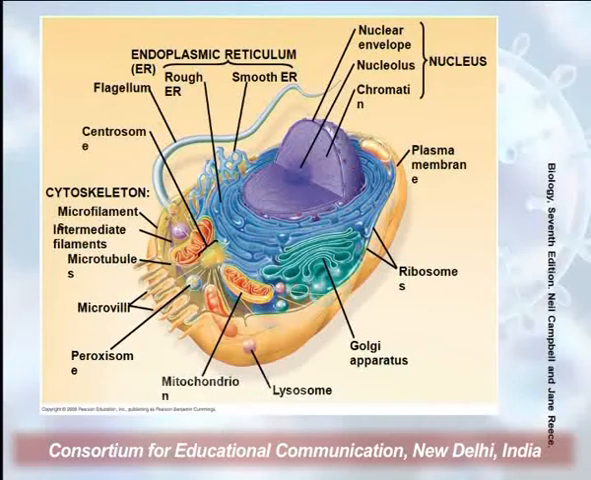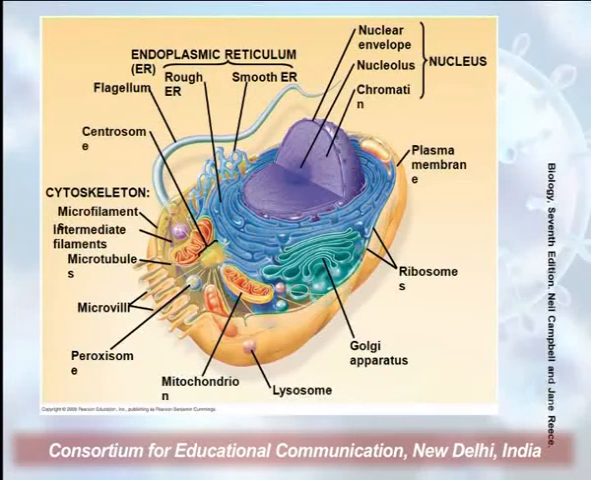We can see there is an outer membrane which is called the plasma membrane. This plasma membrane is basically made up of a lipid bilayer. Inside the plasma membrane there are various membrane bound organelles present, which we can see here: the Golgi apparatus, the ribosomes, lysosome, mitochondria, peroxisomes. Then there are various cytoskeletal elements present here, the microfilaments, intermediate filaments, microtubules, which provide rigidity and stability to the cells. Then there are centrosomes present here.